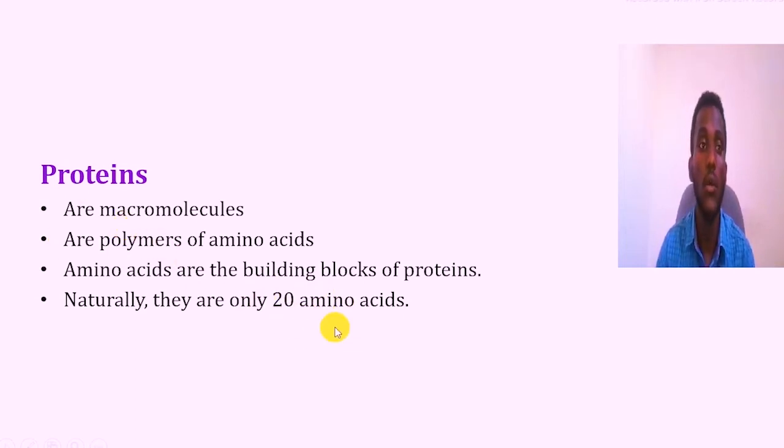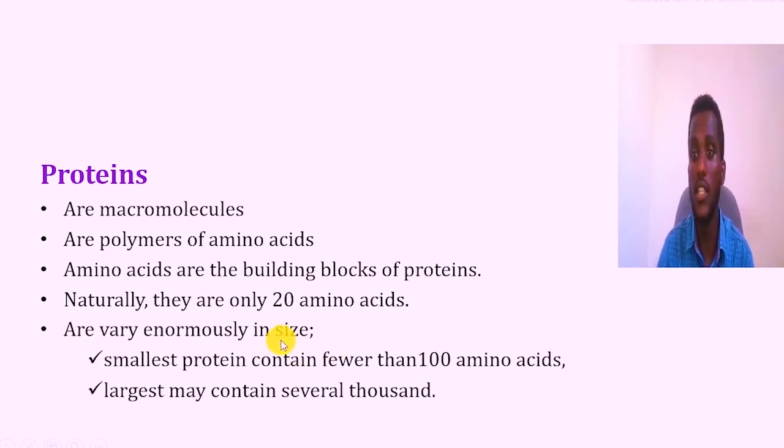So proteins vary in size. For example, a small protein is one made by joining almost a hundred or fewer amino acids. The largest ones have many, several thousands of amino acids joined together to form a protein.